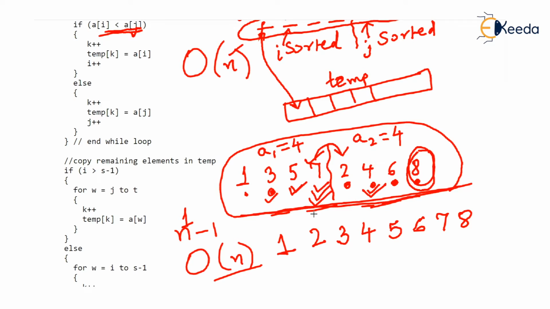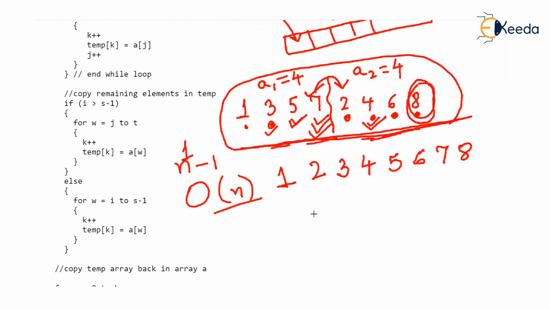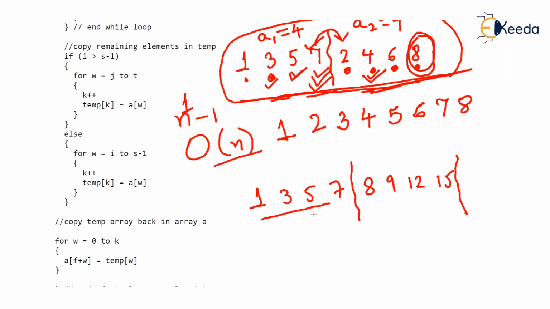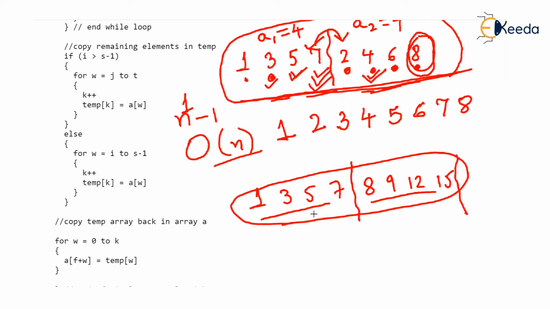Well, it's not always big O of n, because suppose you are given some sorted partition like this 1, 3, 5, 7 sorted part, followed by the other sorted part, let's say 8, 9, 12, 15. This is a very ideal case where both the partitions are sorted and the entire part is sorted, isn't it? This entire part is already sorted.